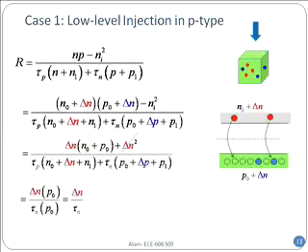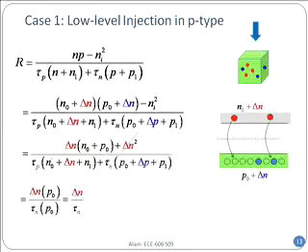For example, I can get rid of n naught from here, and delta n is small compared to p naught, right? And so I will get rid of that whole term, and the only thing that remains is p naught, because p naught is much larger than delta p because it's a low level injection. So I'll get rid of this. Now this step you'll have to follow step by step. When you go home, follow step by step. But at the end of the day, look at that expression, delta n divided by tau sub n.